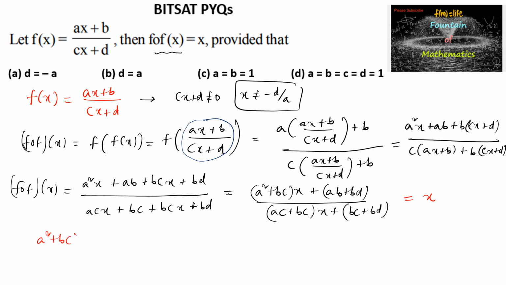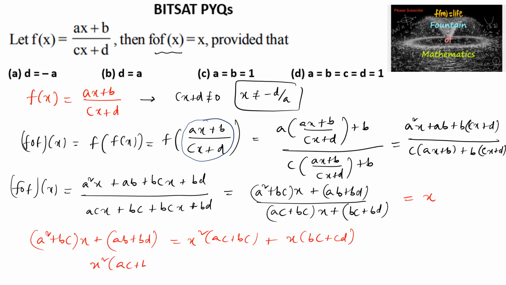(a square plus bc) of x plus (ab plus bd) is equal to x times, so that is x square times (ac plus bc) plus x times (bc plus cd). To make this equal, we can write x square of (ac plus bc) plus x times (bc plus cd). Let us bring here minus a square minus bc, and minus (ab plus bd) is equal to 0.